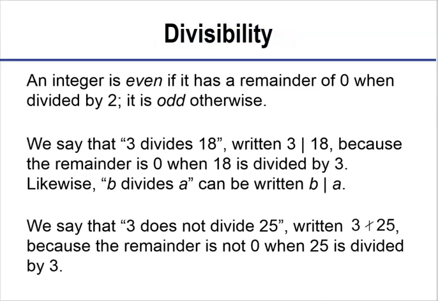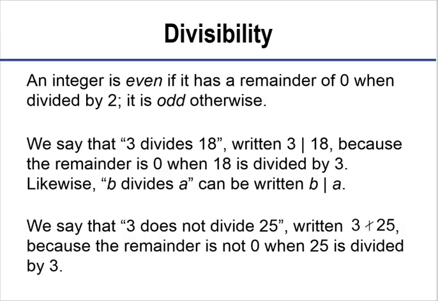Now, you remember in the last section that we talked about division, and we talked about divisibility. We're going to extend that conversation in this section. An integer is even, I know you know what an even number is, if it has a remainder of 0 when divided by 2. It is odd otherwise.